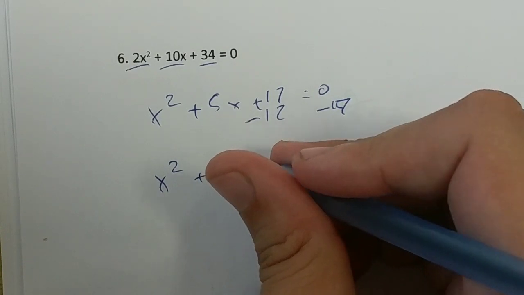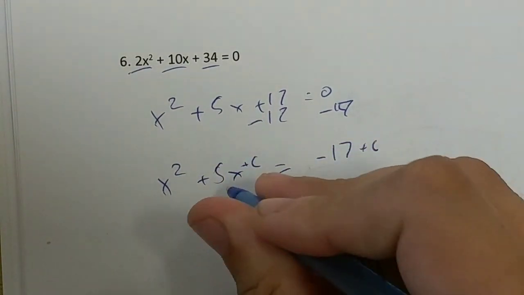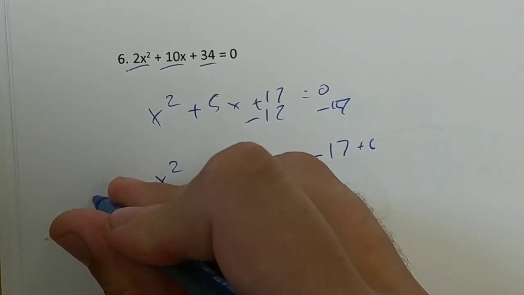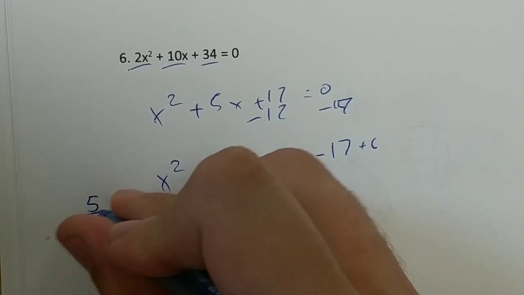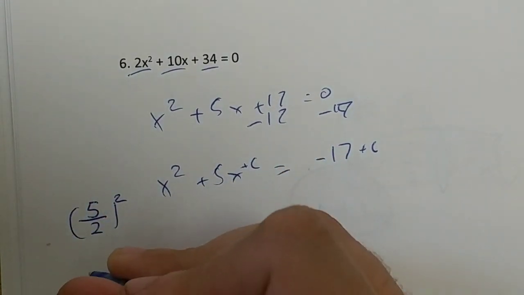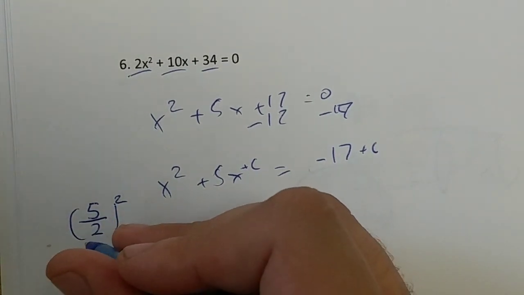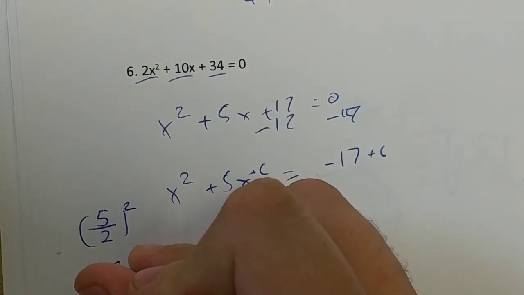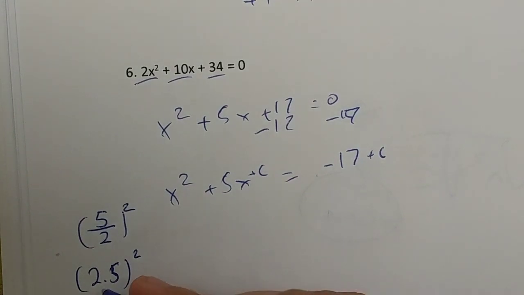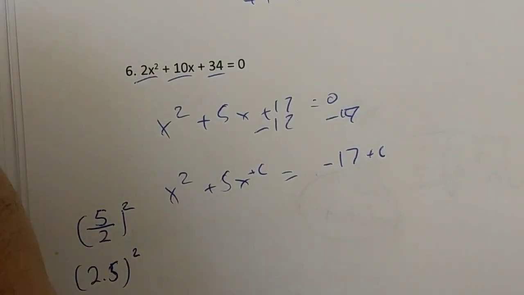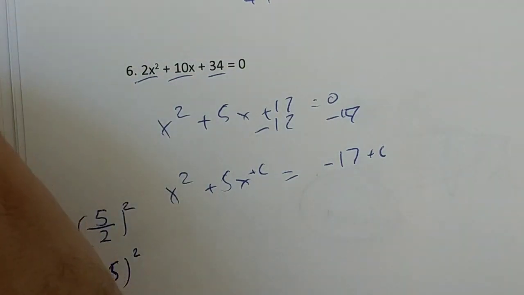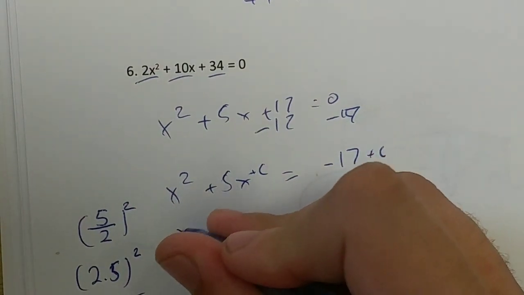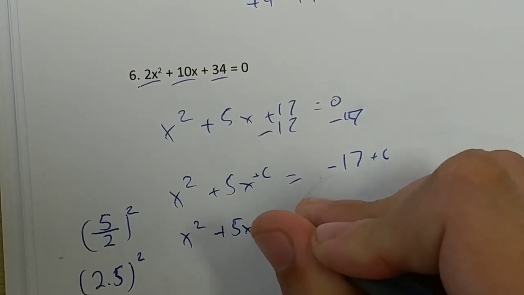Now what I'm going to do is plus c. So that's going to be 5 over 2 squared. Now 5 over 2 is the same as 2.5, so I'm going to change that to a decimal, 2.5, to make my life a little easier. Squared. Well, 2.5 squared should be 6.25. So this is x squared plus 5x plus 6.25.